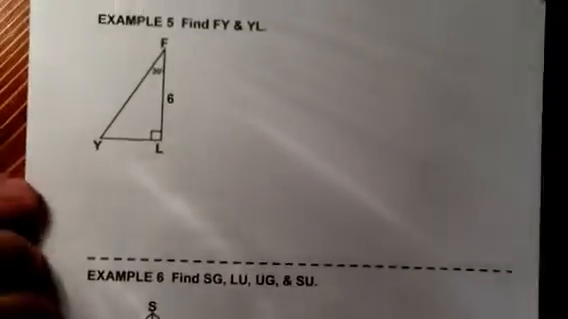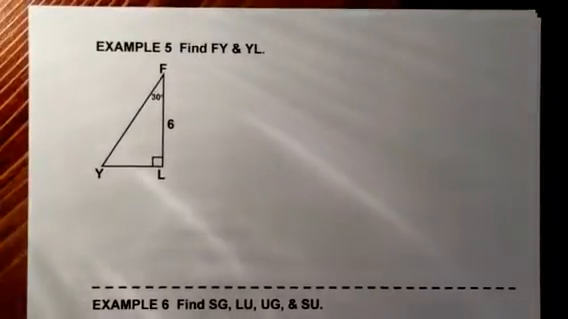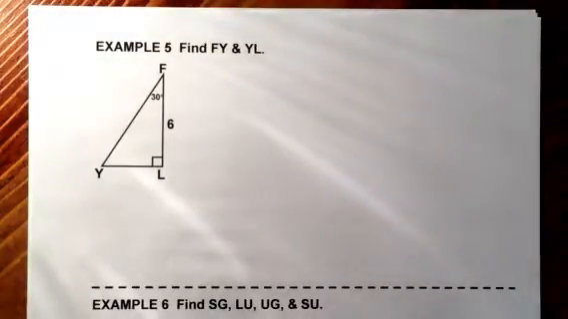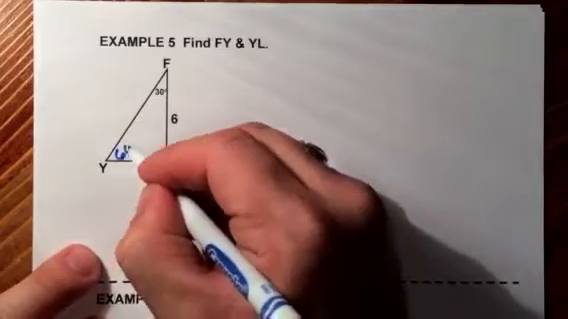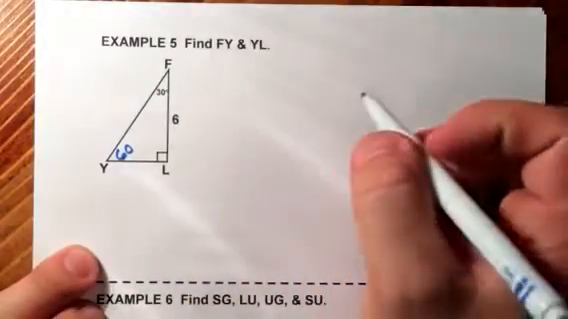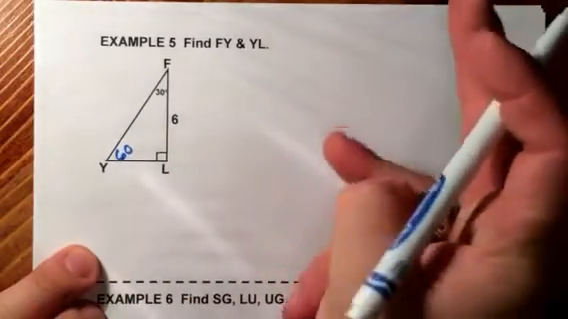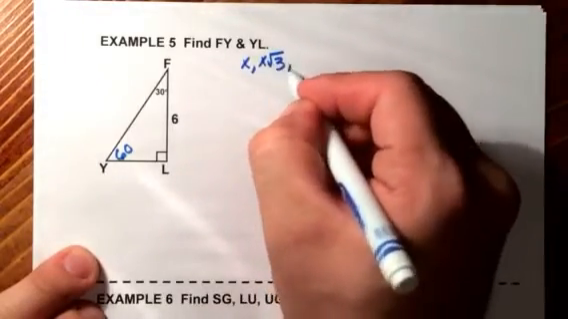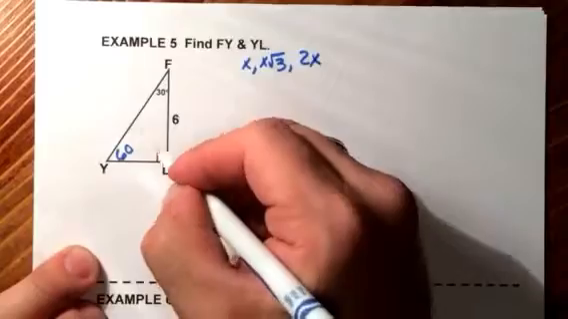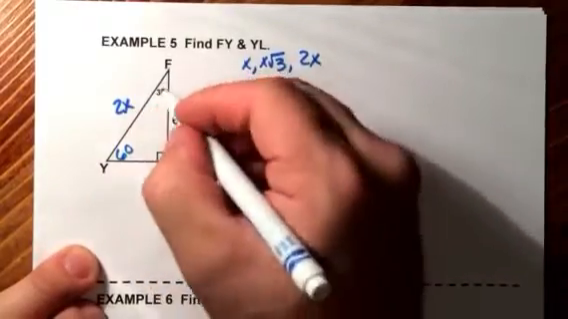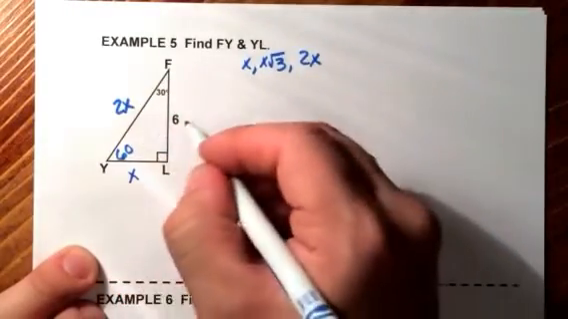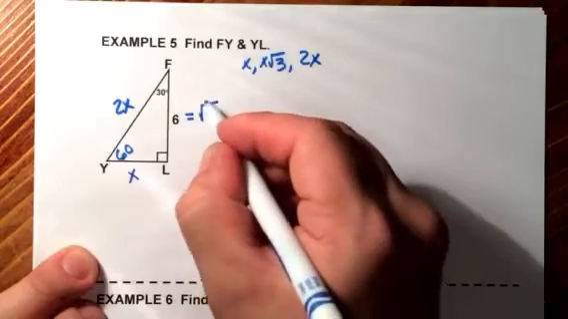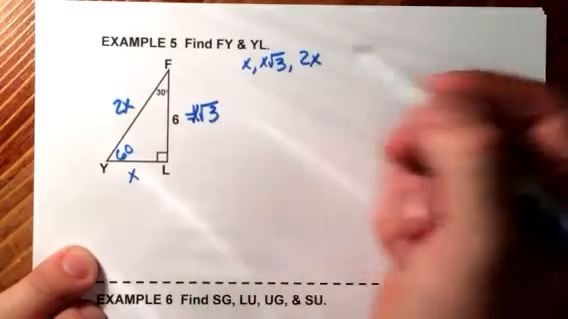Example number 5. Find FY and YL. So this one they tell you is a 30, 60, 90. So anytime it's a 30, 60, 90, my rule is x, x radical 3, and 2x. So we always start and say this must be 2x, across from 30 is x, and across from 60 is x radical 3.